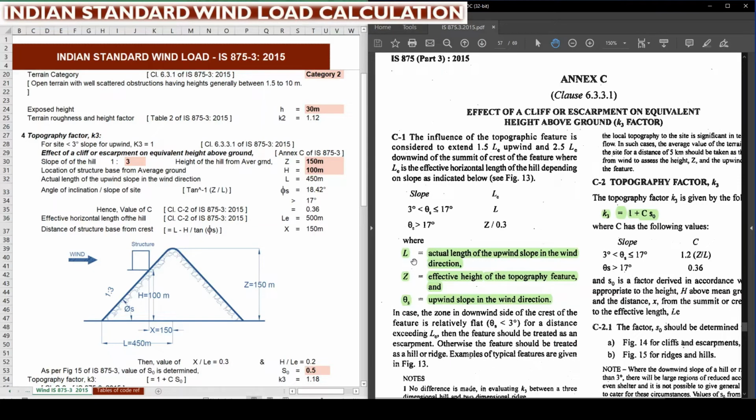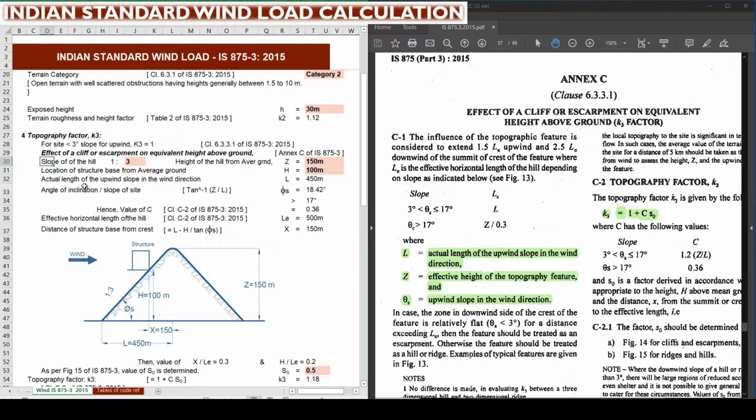Here the definitions are given. L is equal to the actual length of the upward slope in the wind direction. You can see in the picture here, L is from the starting point of the slope to the apex or crest of the slope. We are considering this for our design purpose as per this picture.